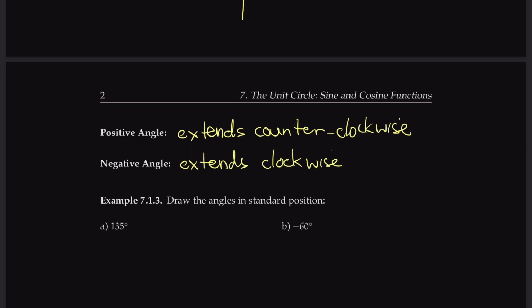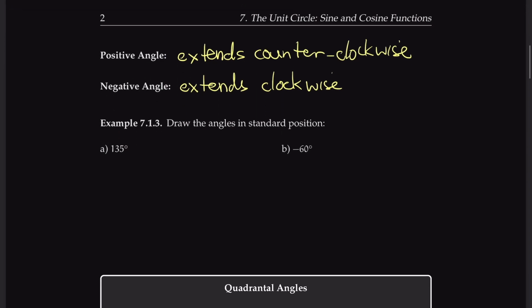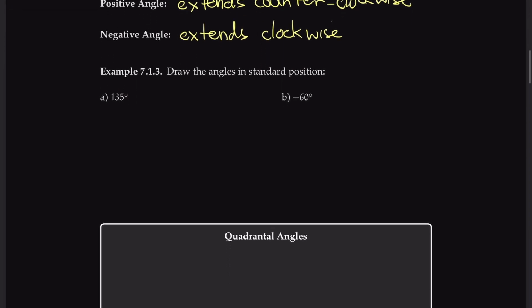Okay, so we're given this first example that says to draw the angles in standard position. We're given 135 degrees and negative 60 degrees. Hopefully we remember degrees as a measure of angles from our previous courses.